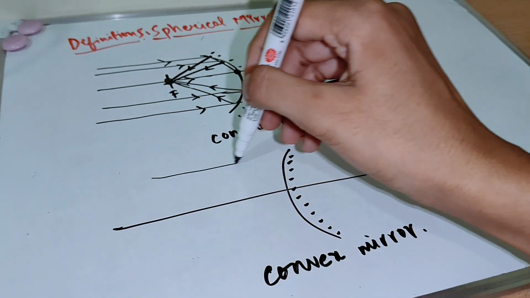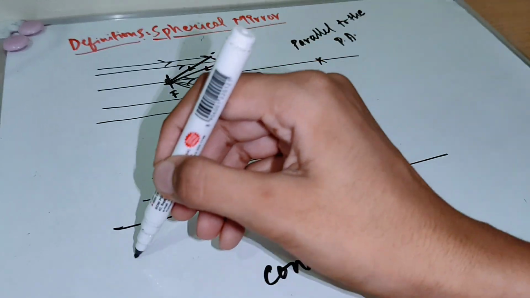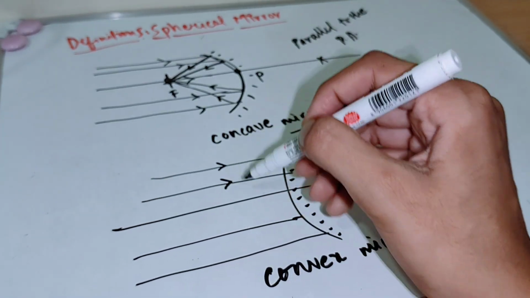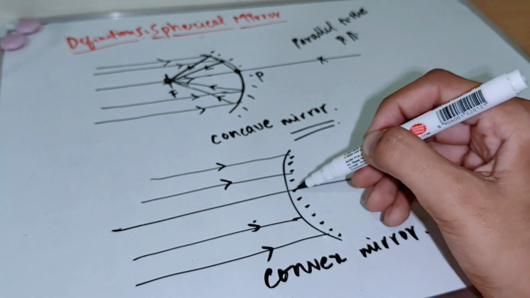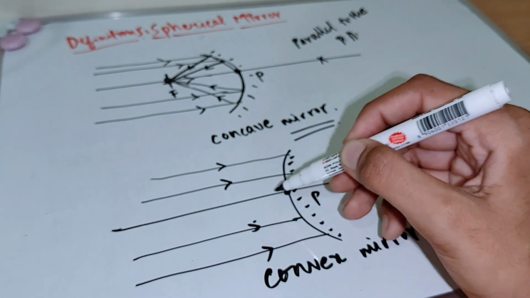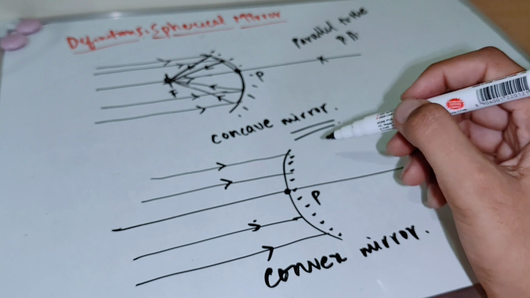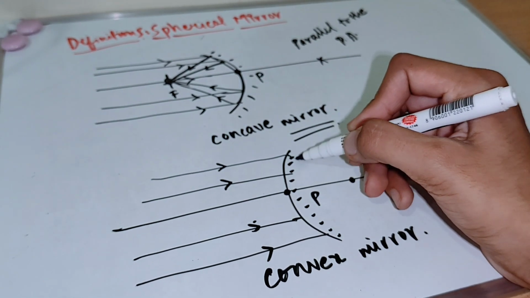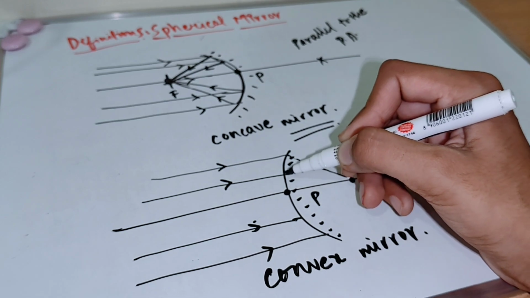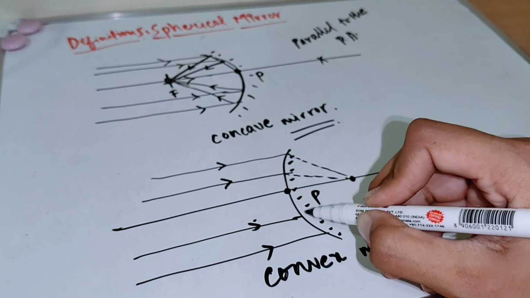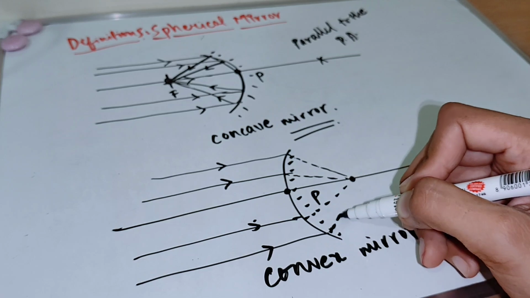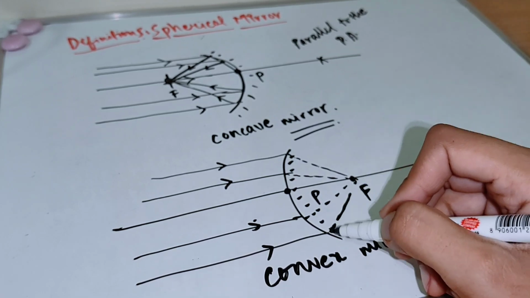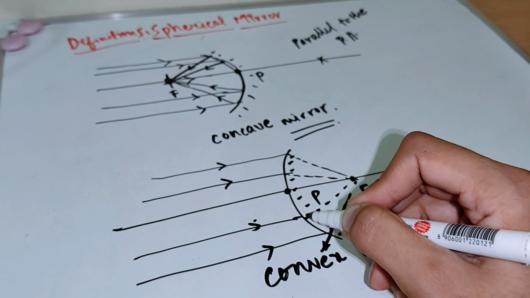Now I'm going to send incident light rays onto this mirror, parallel to the principal axis. The principal axis is the line passing through the pole, and you will see that all of these rays appear to intersect at one point, which will be the focus.